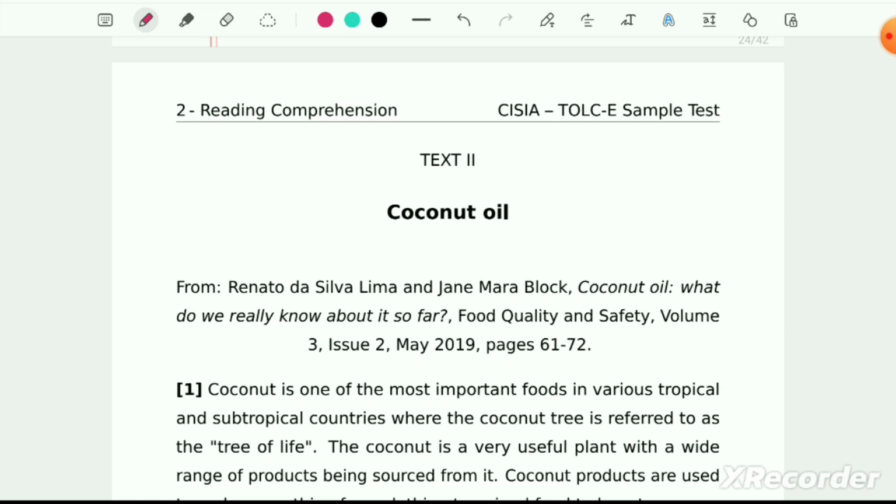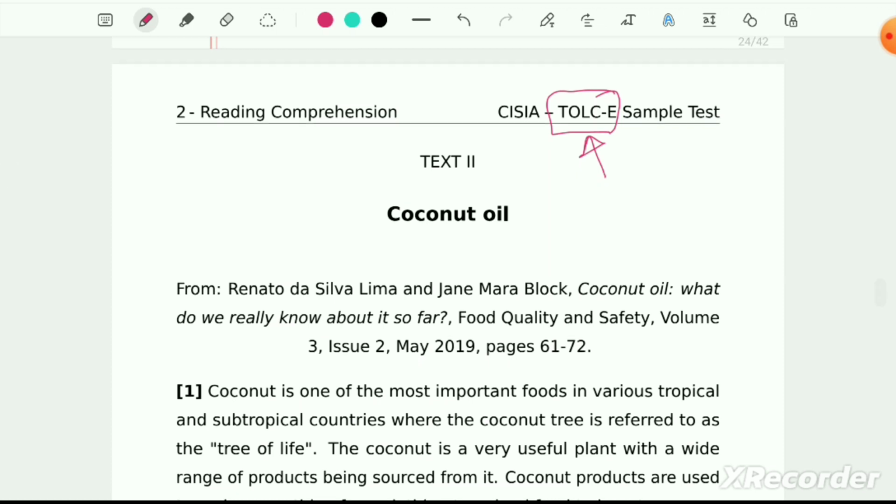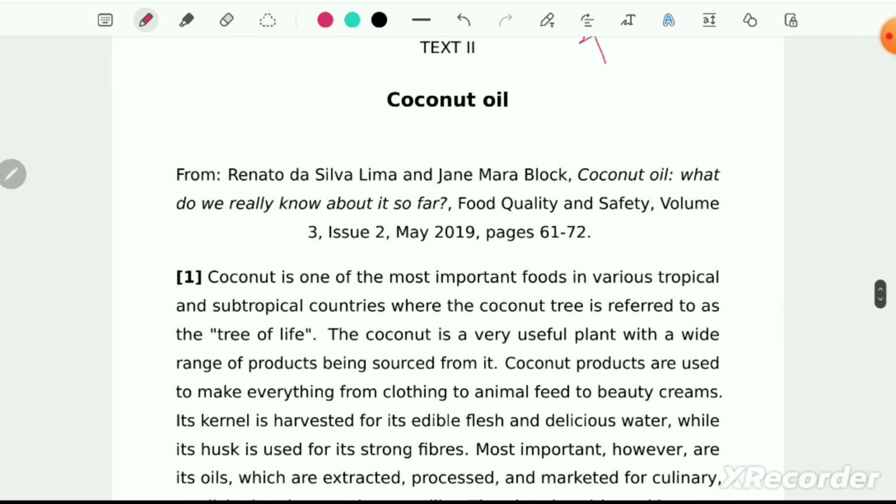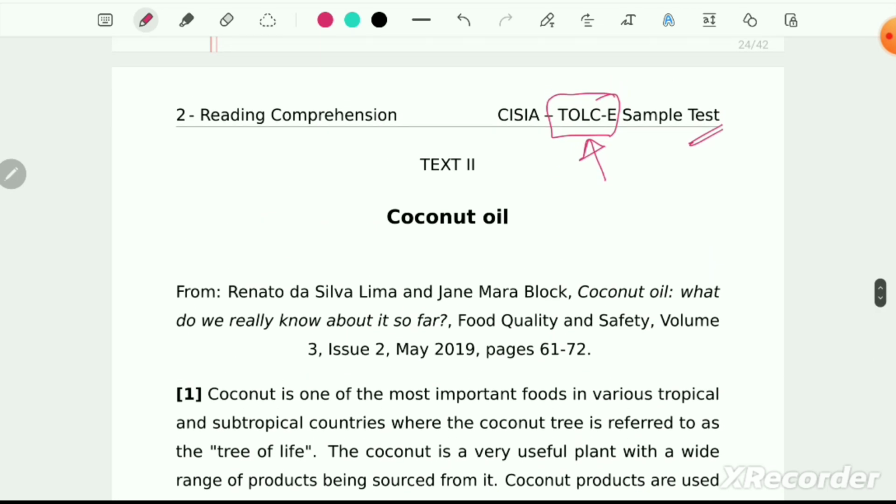And one more thing I want to say, TOLC-E and TOLC-I have the same difficulty level for reading comprehension. So some of you who are from TOLC-I should not think, oh, this is from TOLC-E, so I should not study or watch these materials. That's not true. I checked the CISIA practice materials from TOLC-I and TOLC-E, and they have the same text, and the difficulty level is also the same. So I would suggest you watch this video, and it's the same for everyone.